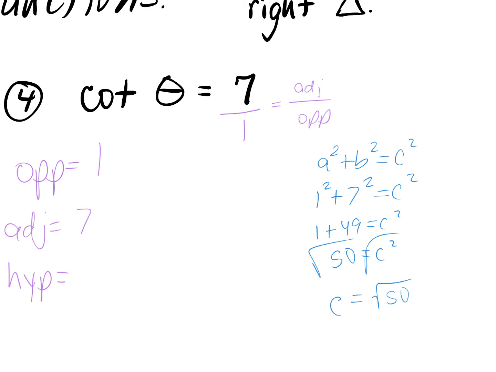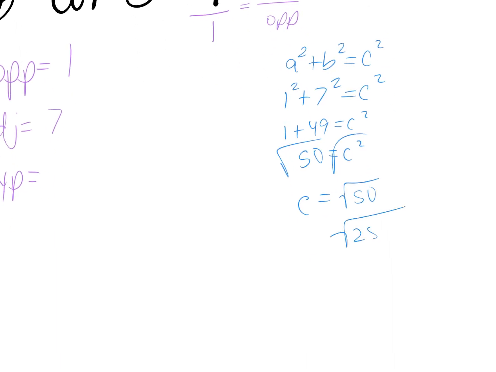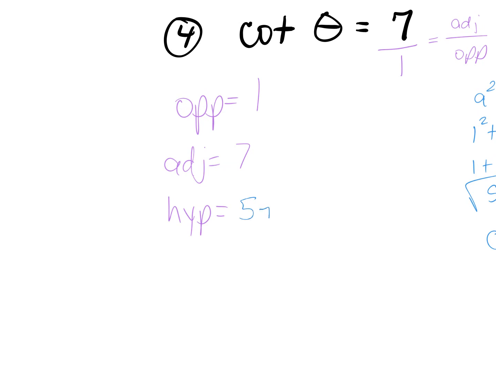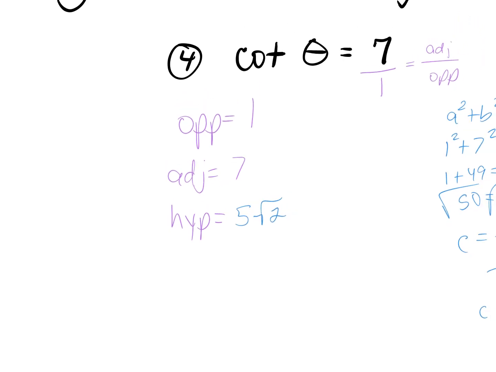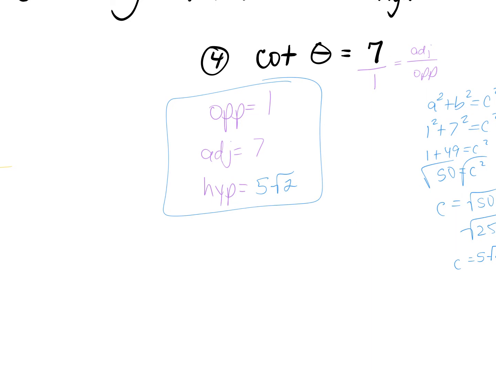Is that simplified? Is the square root of 50 simplified? No. Is the square root of 50 a perfect square? No. But can I break it down? Yes. This is the same as 25 times 2, right? So c is 5 root 2. That is your exact answer. You guys need to do that. So 5 square root of 2. Now that I have my information, I can find all 6 trig functions very easily. Everybody with me? Okay, so let's do the sine.